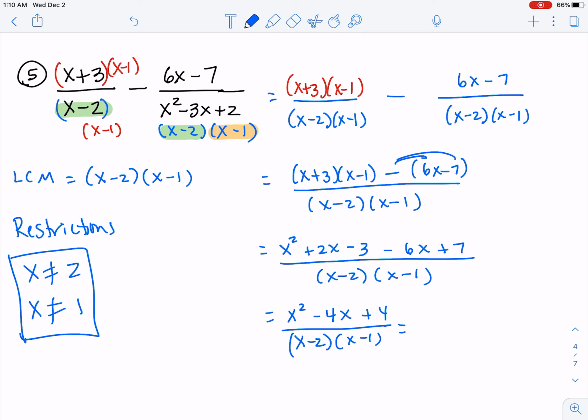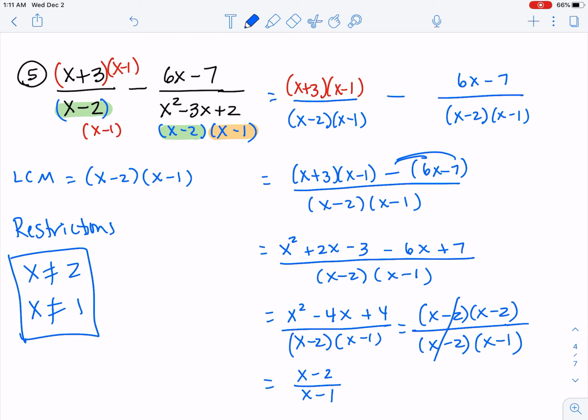All right, factor the numerator. Let's see, that would be what? X minus 2, x minus 2, all over x minus 2, x minus 1. Simplify. We can cross out factors here, and that simplifies to x minus 2 over x minus 1 with the restrictions that x can't be 2 and x can't be 1. Okay, so notice your restrictions go along with your least common denominator, that least common multiple.